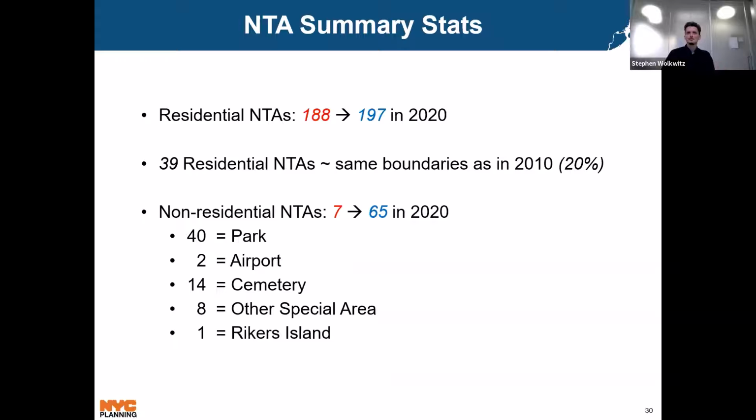We've found that those large multi-part polygons were a bit unwieldy. We went for a concept this go around where we separate all the parks into their own polygons. So you end up with 40 separate polygons representing park areas, 14 cemeteries. The 2 airports are still separate, and you've got Rikers Island and those 8 other special areas that have low or no population.